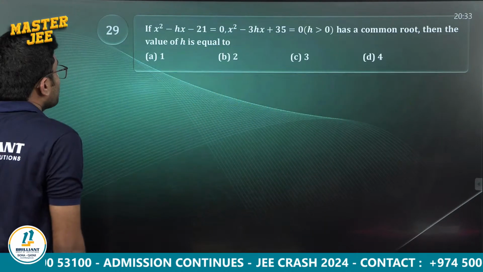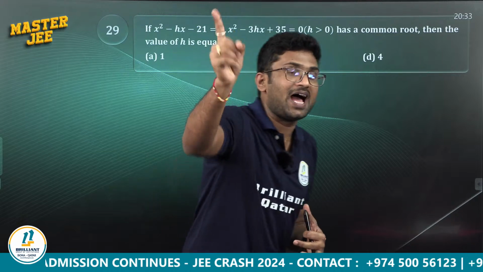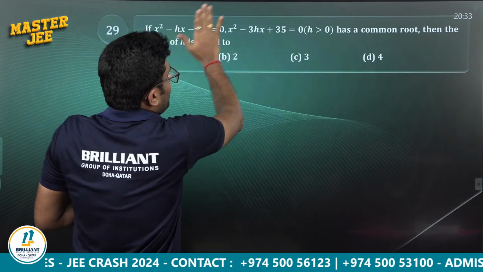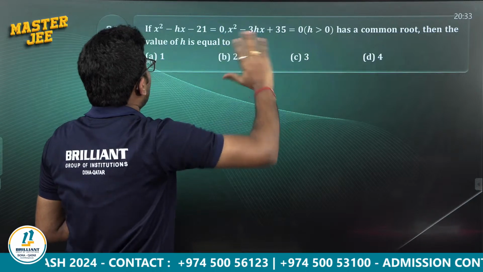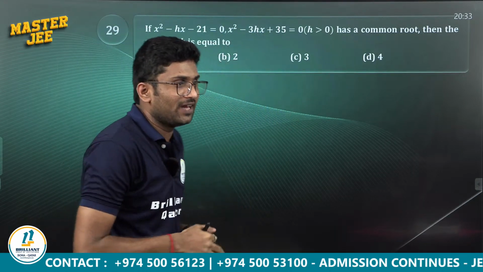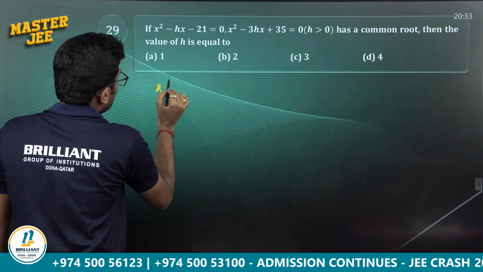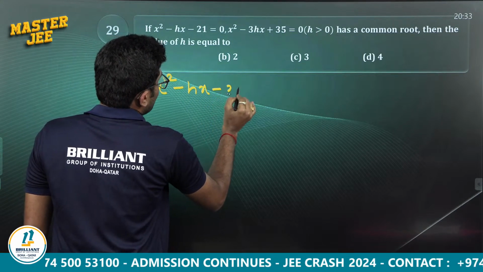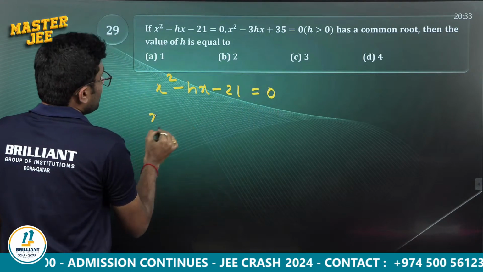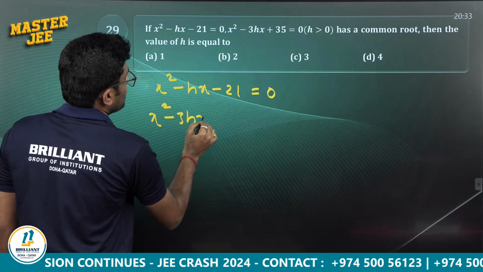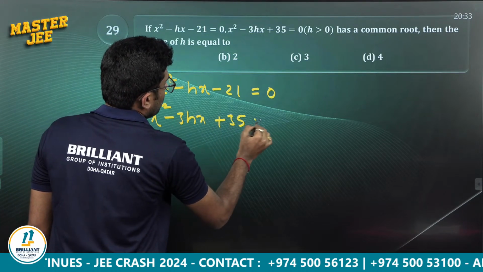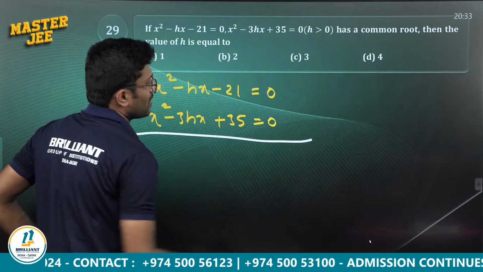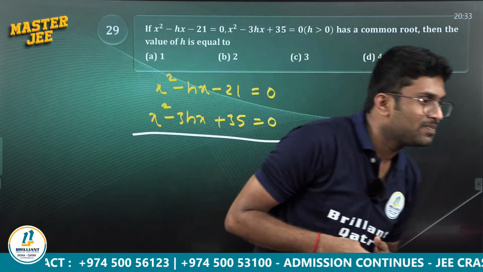Chalo, next question. Last but one question it is. 29th. This equation and this equation has a common root, then the value of h. Same again. If two equations have a common root, then we try to eliminate. X square minus hx minus 21 is equals to 0. X square minus 3hx plus 35 is equals to 0. Let's try to eliminate one from the other, friends.